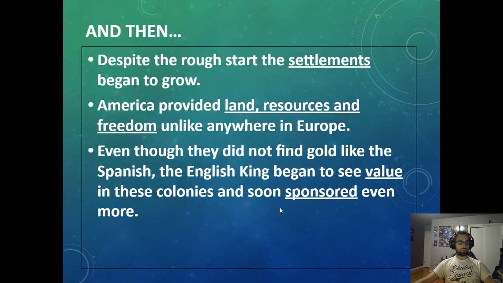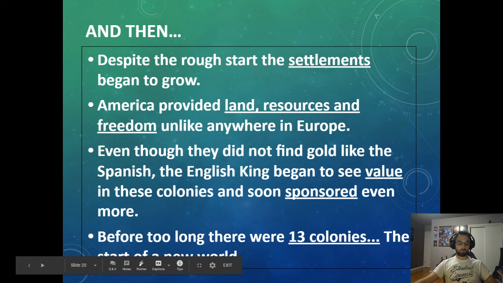And even though they didn't find gold in the north like the Spanish, the English king began to see value in these colonies. He started to see the resources that they could provide, and the source of income, and the source of taxation that they could provide. So when he saw his first couple colonies becoming successful, he started to sponsor more. Sponsor means he gave people money to come over here. He's like, "Hey, go, I'm going to give you this money, go form a colony, and you'll be under my control, but I'm giving you the money to start it." That's what sponsoring means. And before too long, there were 13 colonies and the start of a new world.